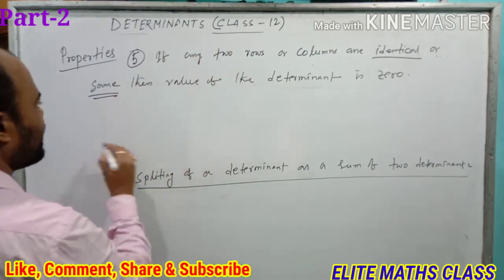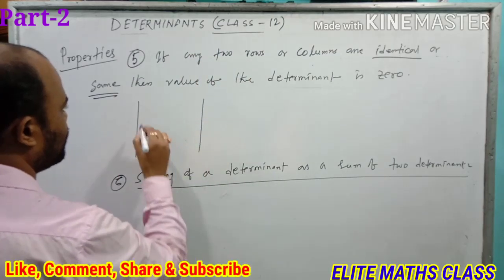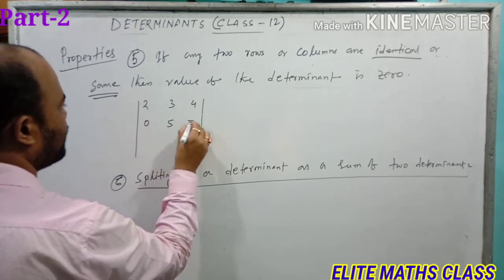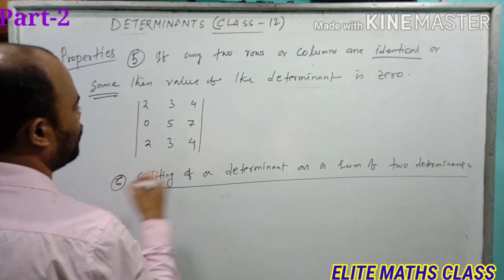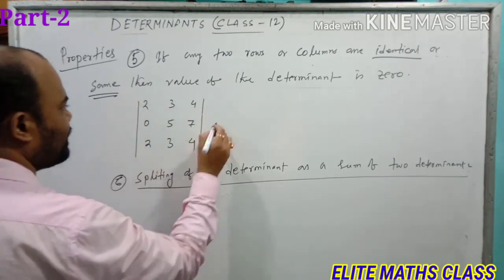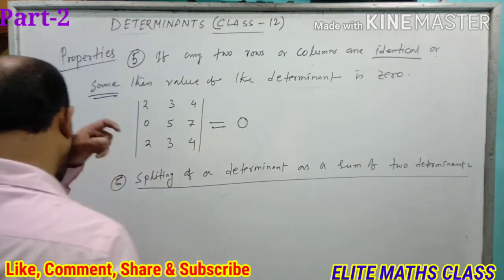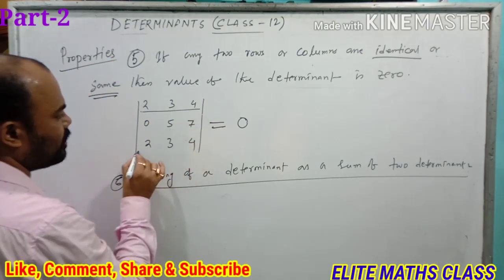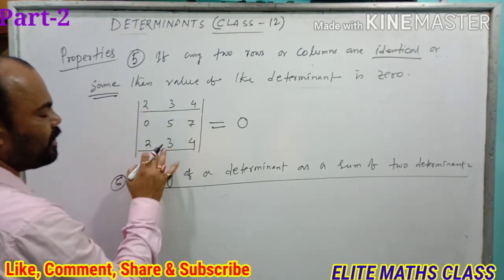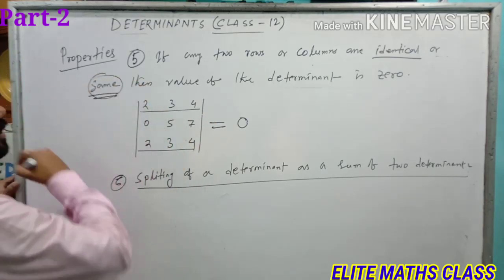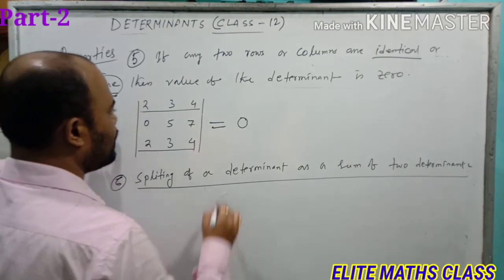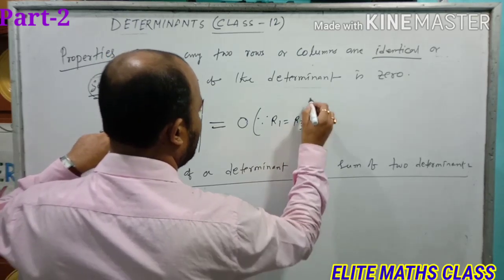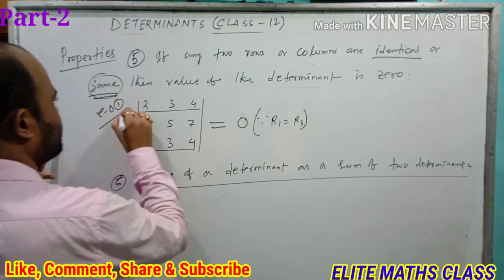Here also see this by an example. Say 2, 3, 4, 0, 5, 7, 2, 3, 4. You are asked to find the value of the determinant. In a second, you can write the answer 0 by using this property. How? Now see this, the elements are 2, 3, 4. Here also the elements are 2, 3, 4. That is, R1 and R3 are same. Clear? Two rows are same. Then the value of the determinant is 0. Reason is here R1 equals R3. Now see another example.